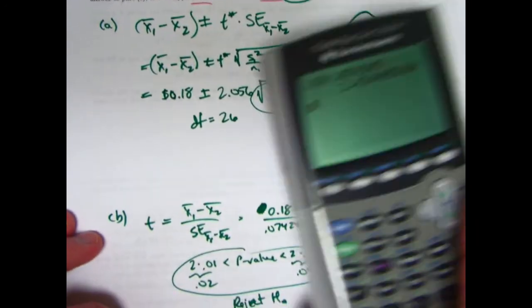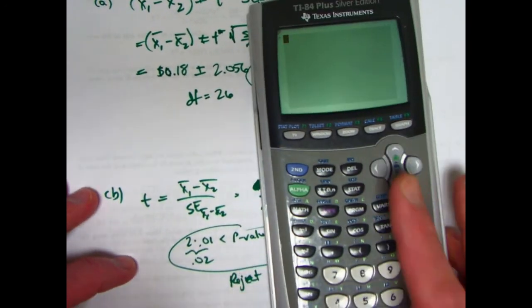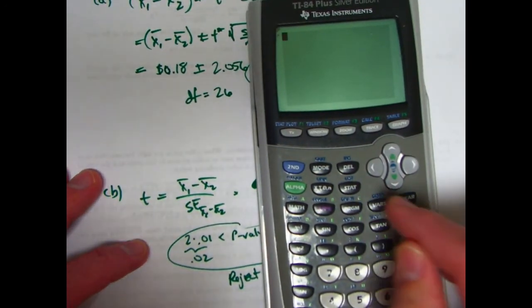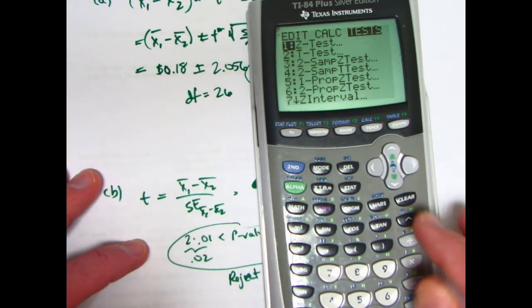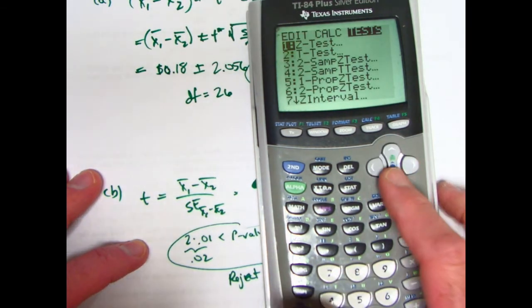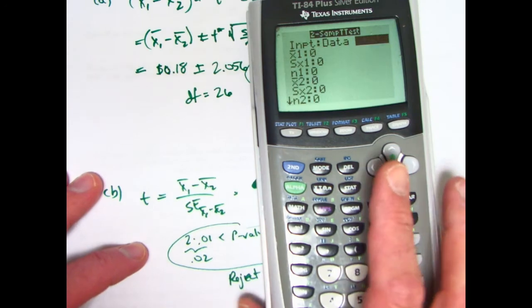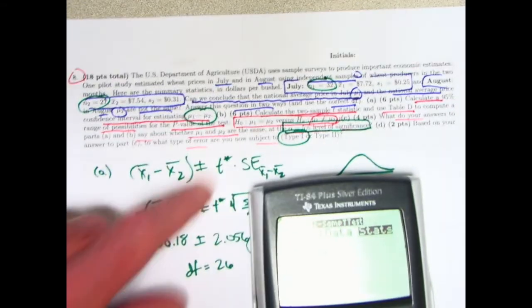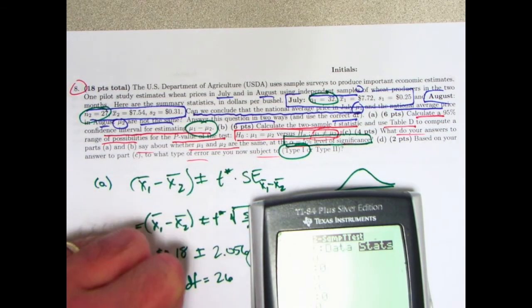All right, let's also double check this with the calculator. We'll get a more precise p-value with the calculator. Go to stat, tests. We are doing a 2-sample t-test. We're doing it based on statistics, these numbers up here, not data.